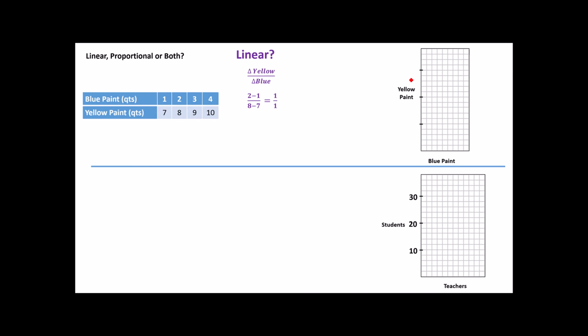When we look at the change between 1 quart of blue to 2 quarts of blue, we went from 7 quarts of yellow to 8. That's a change of 1 to 1. Notice 2 to 3 and 8 to 9 is 1 to 1. And then 9 to 10 and 3 to 4 is also 1 to 1. Notice that your rate of change is constant. Therefore, this will be linear.